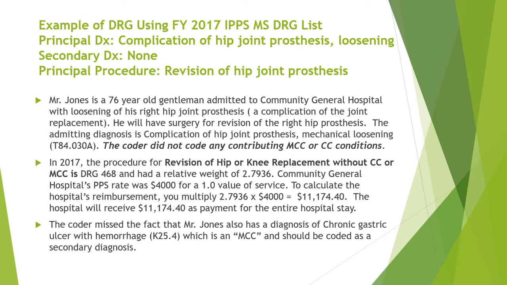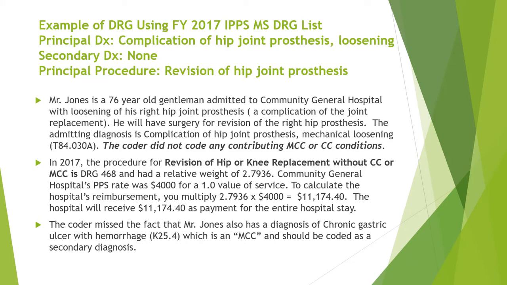Community General Hospital's PPS rate was $4,000 for a 1.0 value of service. So to calculate the hospital's reimbursement, you multiply 2.7936 times 4,000. That gives you $11,174.40. That is payment for this stay. In the third bullet point, you see the coder missed the fact that Mr. Jones also has a diagnosis of chronic gastric ulcer with hemorrhage, which is an MCC and should be coded as a secondary diagnosis. The code for chronic gastric ulcer with hemorrhage is K25.4.